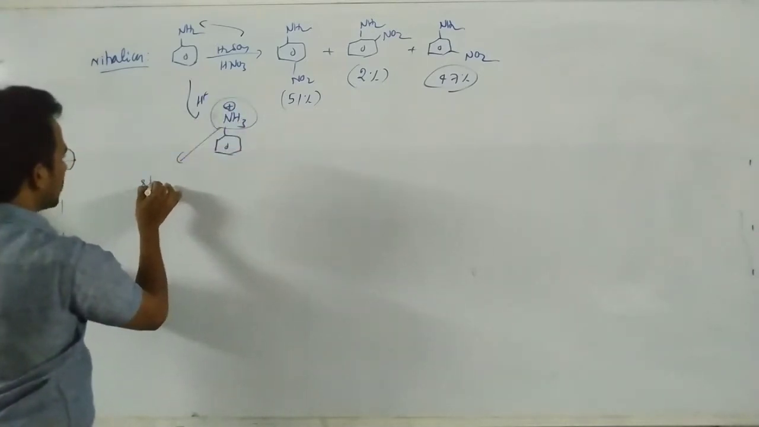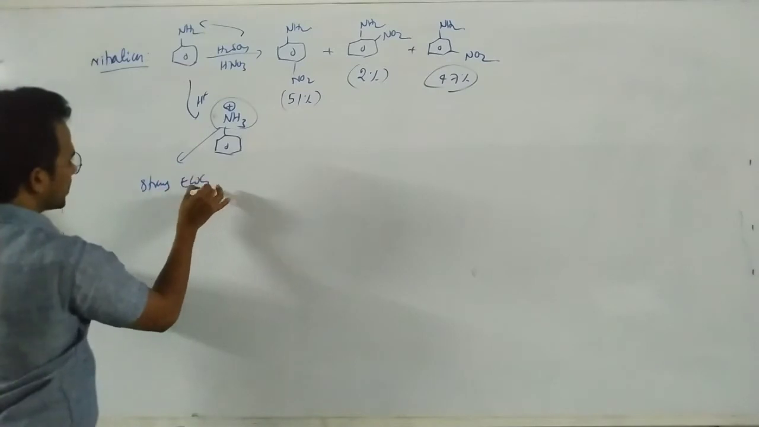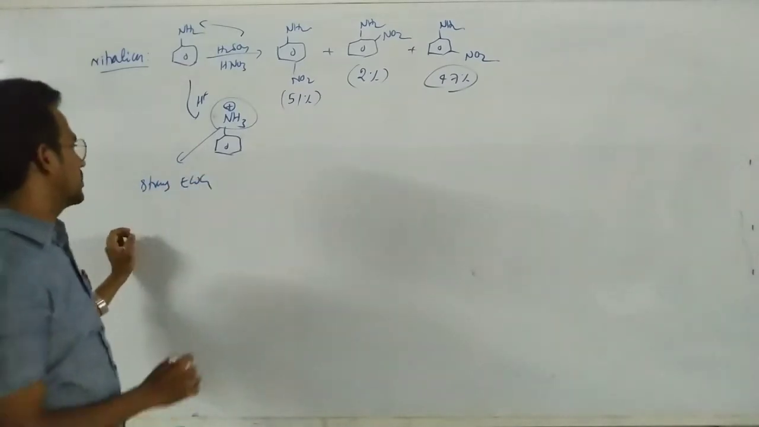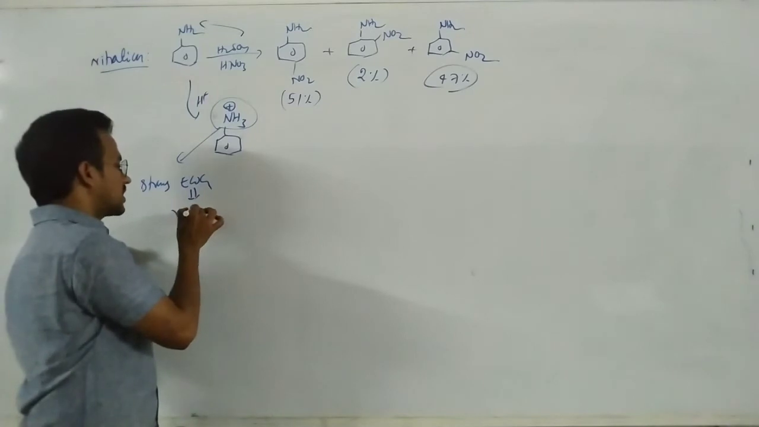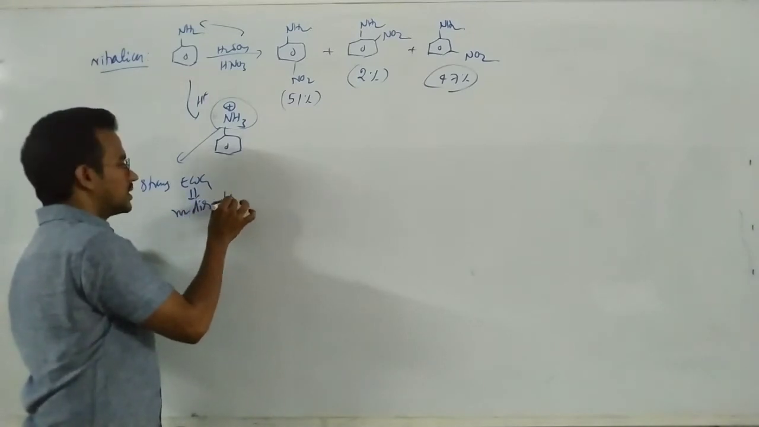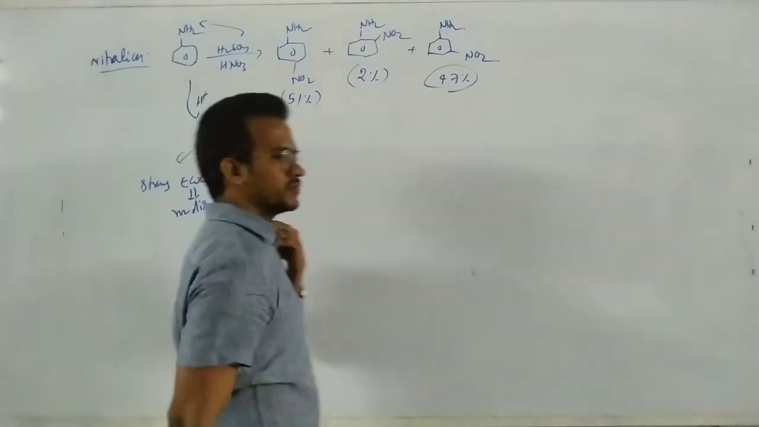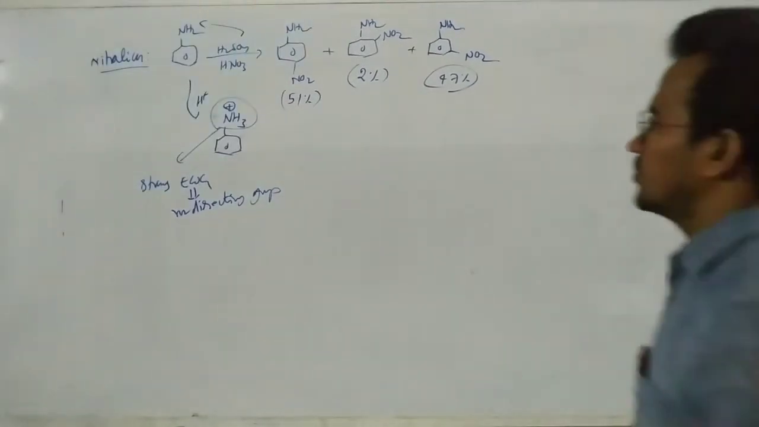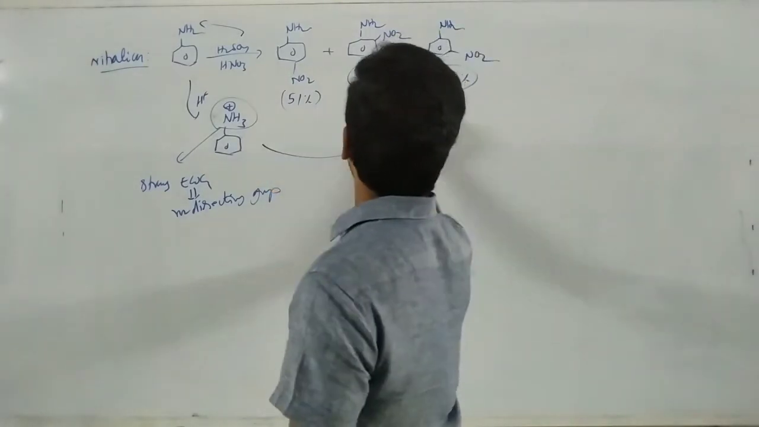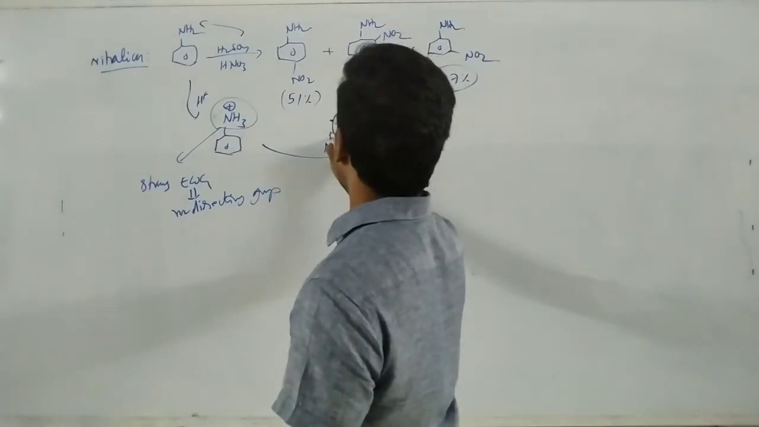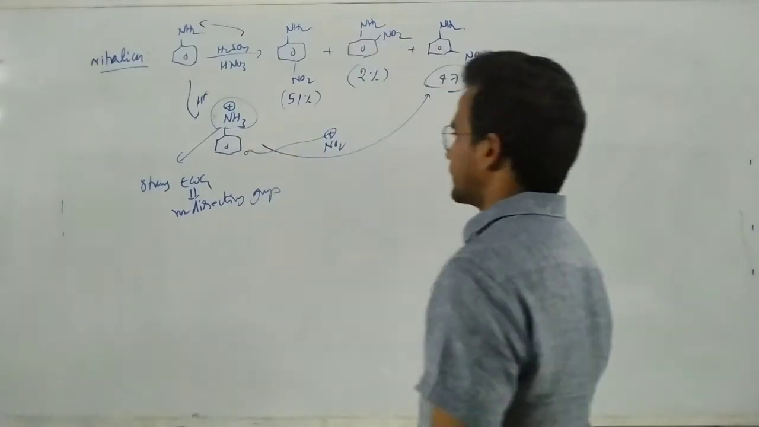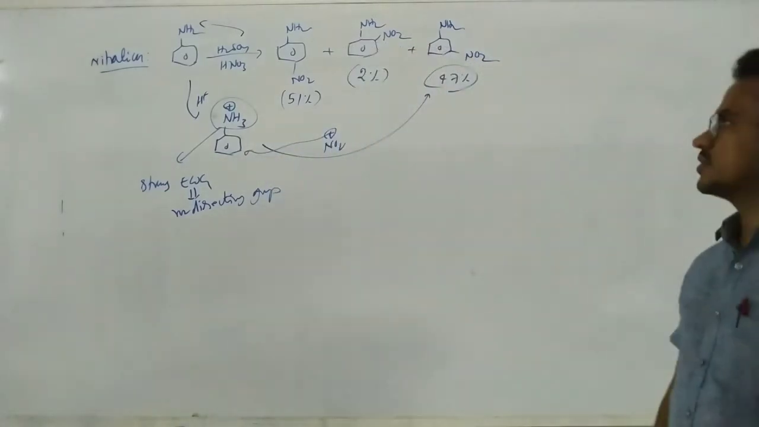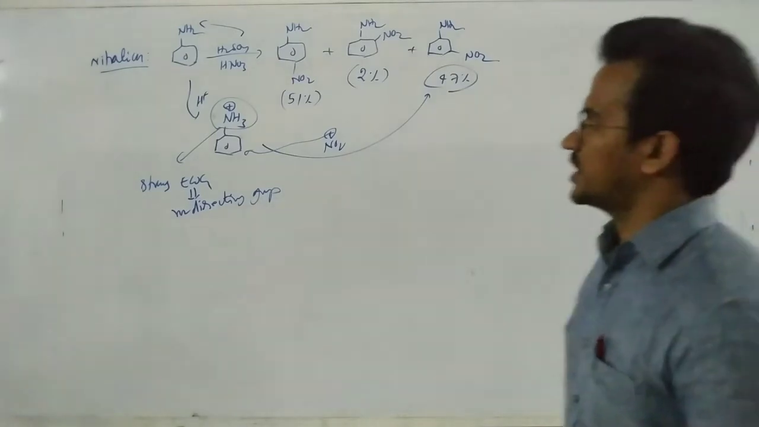This NH3 plus is a strong electron withdrawing group. Now, electron withdrawing groups are meta directives. Okay, that is a meta directive. So here in this case, the NO2 plus electrophile attacks at the meta position. Okay, that's it. So that is nitration of aniline.